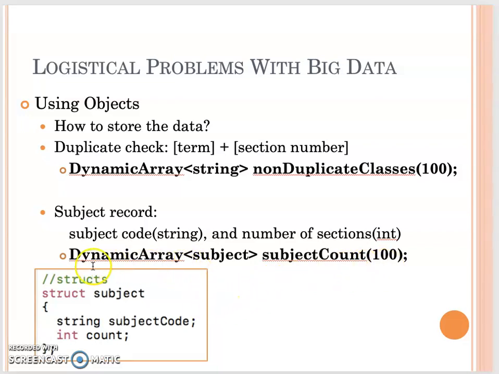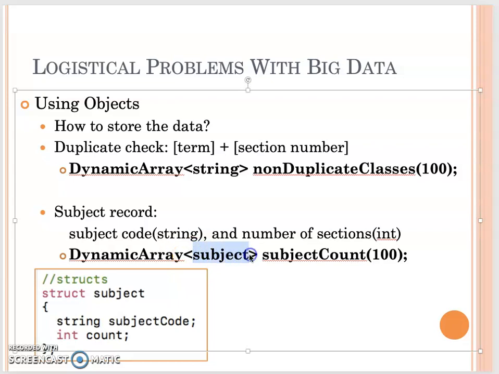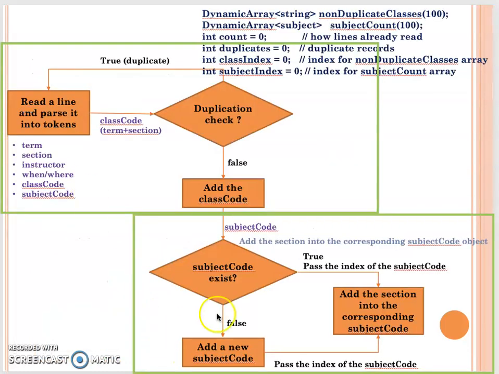Here you can use a static array or a dynamic array, but since we still don't know the subject size, and we also want it to be flexible for the capacity, that's why I will create a dynamic array. Now you see we have a new data type we call subject. And here is the struct we define for the subject. Then we call this array subject count.